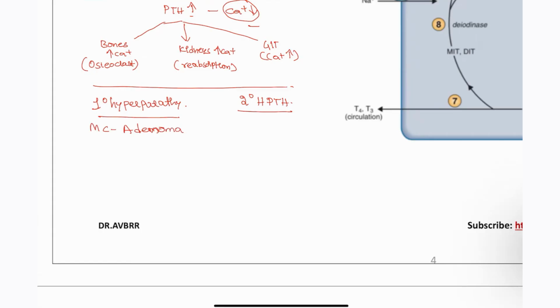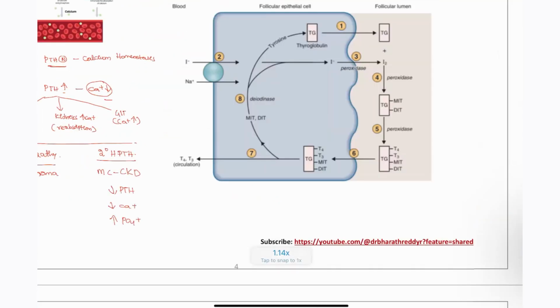In this patient, when you check, parathyroid hormone will be increased and calcium is also increased. Phosphorus is going to be decreased in this patient. Next, secondary hyperparathyroidism is most commonly due to kidney disease, CKD. In this patient, calcium will be decreased and phosphorus will be increased. So these are the changes that you are going to observe in primary versus secondary hyperparathyroidism.